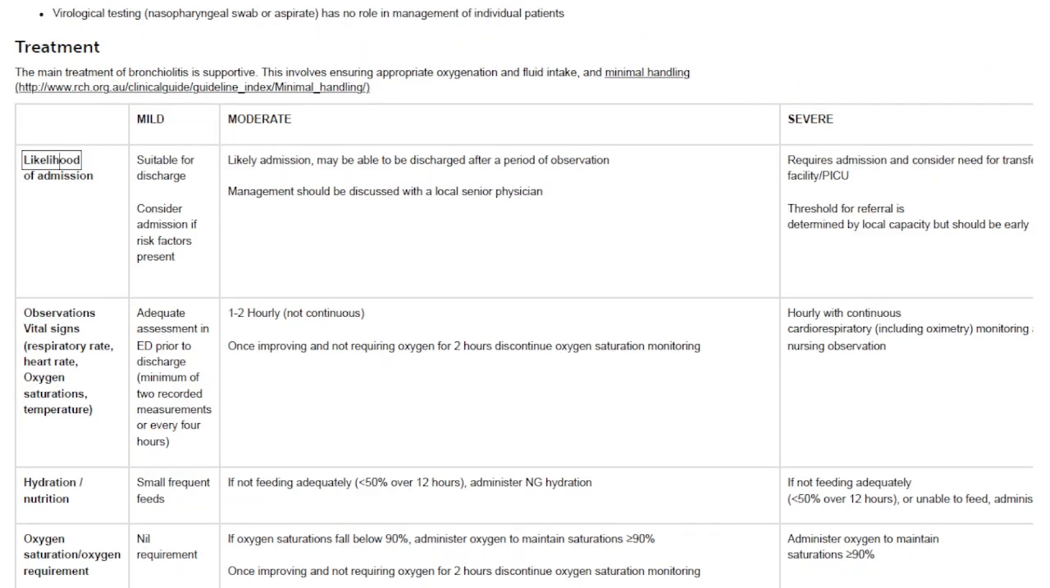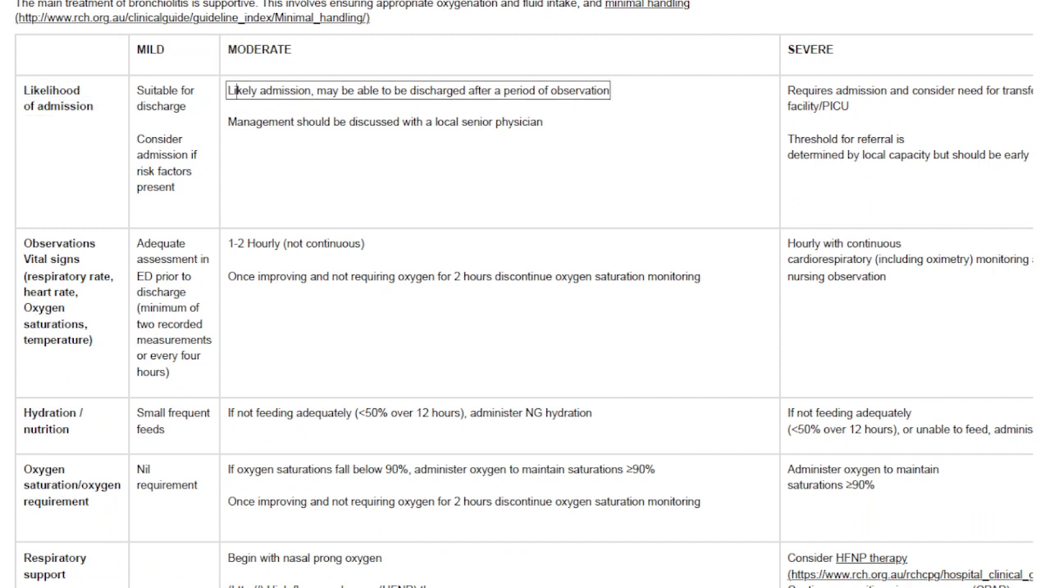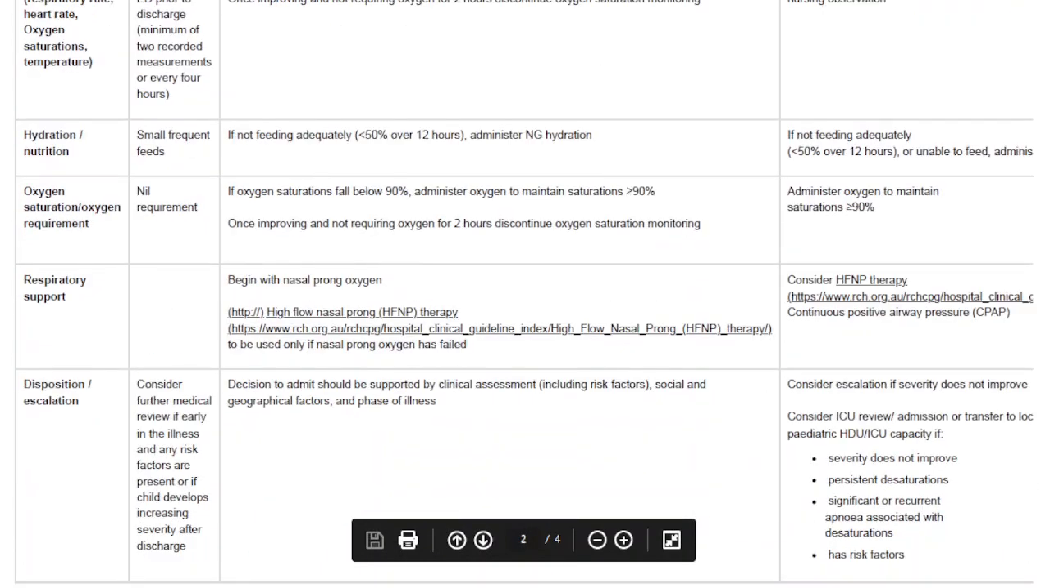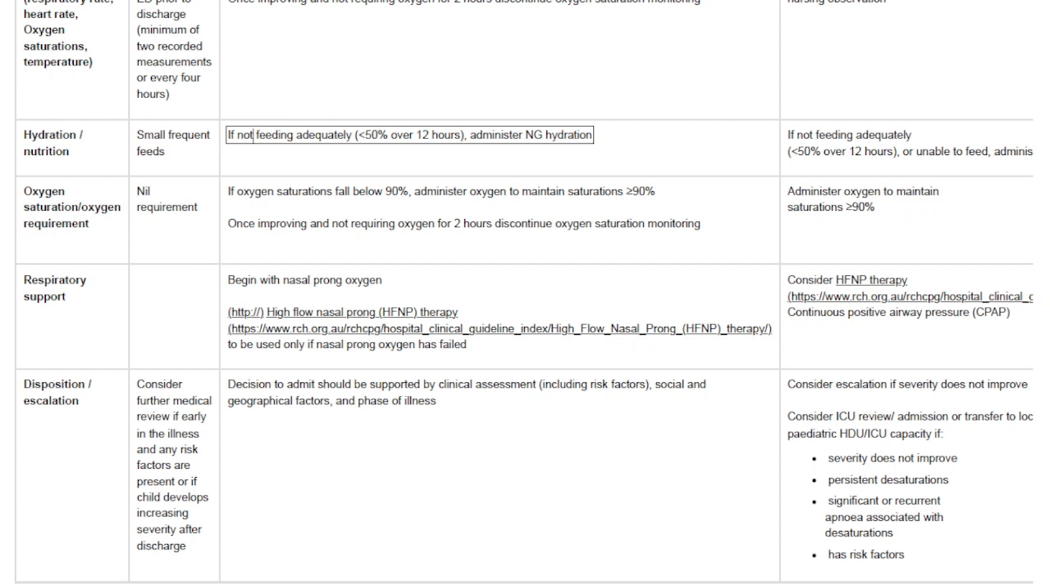Moderate. Likelihood of admission: likely admission, may be able to be discharged after a period of observation. Management should be discussed with a local senior physician. Observations: vital signs 1 to 2 hourly, not continuous. Once improving and not requiring oxygen for 2 hours, discontinue oxygen saturation monitoring. Hydration, nutrition: if not feeding adequately, less than 50% over 12 hours, administer NG hydration.